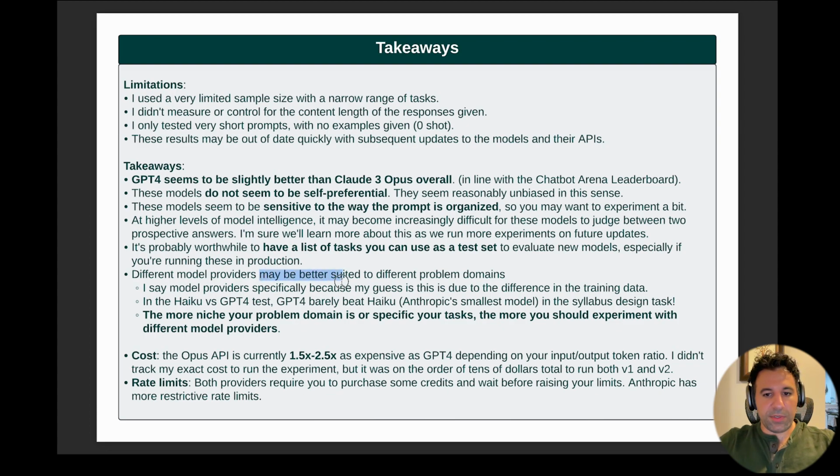Also, as we saw with the expository and syllabus differential, these different model providers may be suited to different problem domains. And I actually suspect that this is due to the training data rather than anything else. I didn't show it, but when I ran Haiku versus GPT-4, Haiku being Anthropic's smallest model, GPT-4 barely beat Haiku on syllabus design. Again, Claude Sonnet destroyed GPT-3.5, which you would expect, but specifically on the syllabus design, it blew it out of the water. So yeah, just be aware of that.